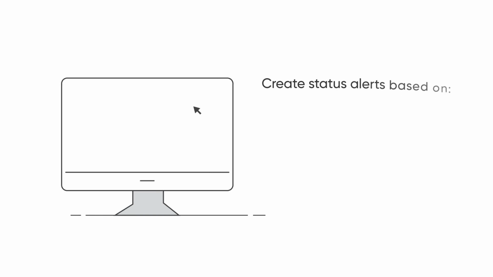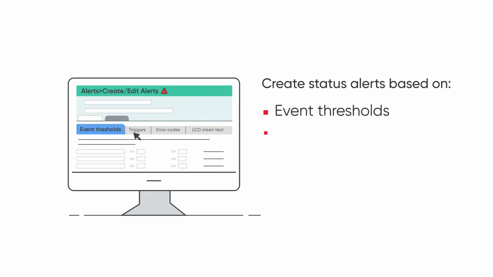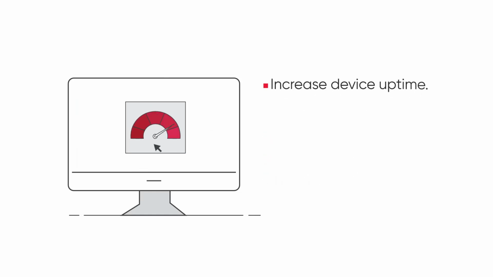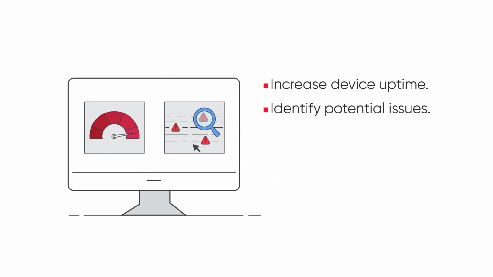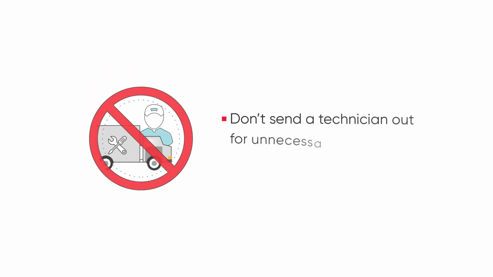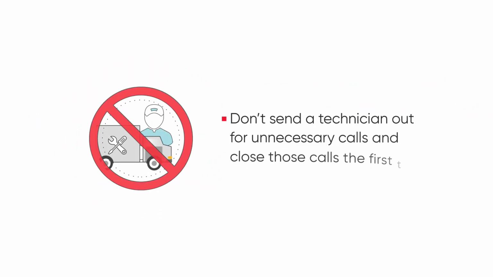Create actionable alerts based on event thresholds, triggers, error codes, and LCD screen text to be more proactive. Increase device uptime and resolve service issues before your customer even knows there's a problem. Don't send a technician out for unnecessary calls. Resolve issues remotely and close those calls the first time.